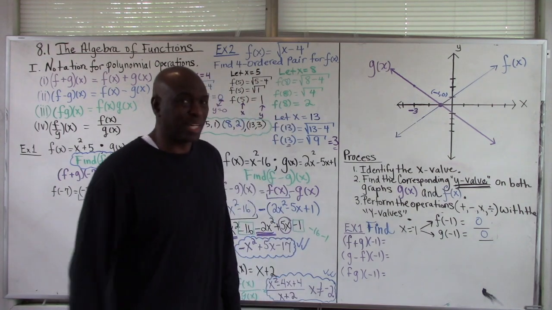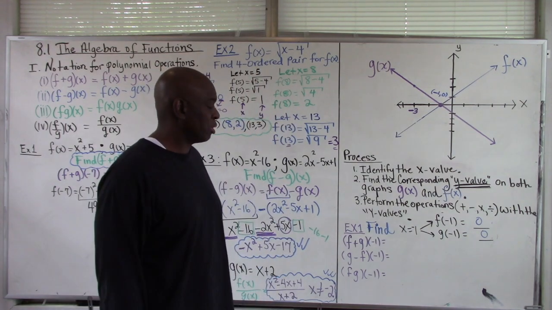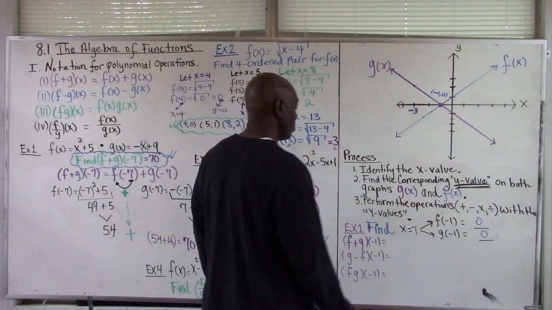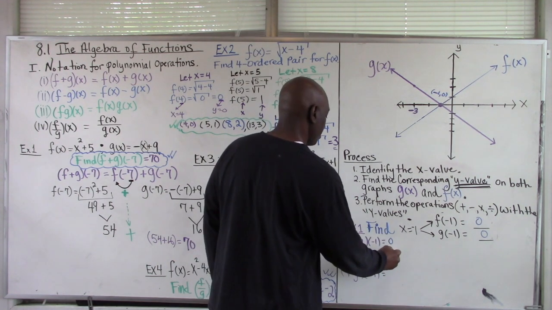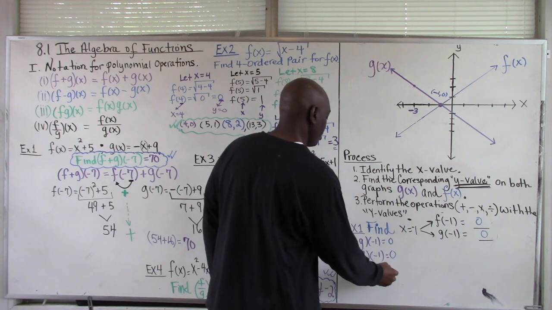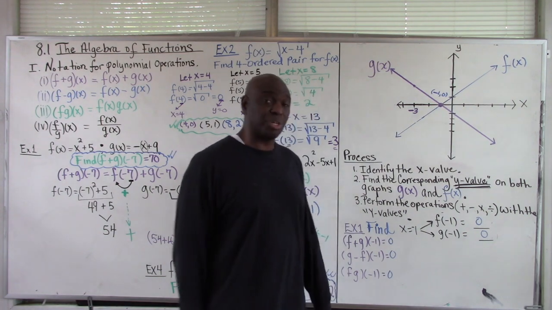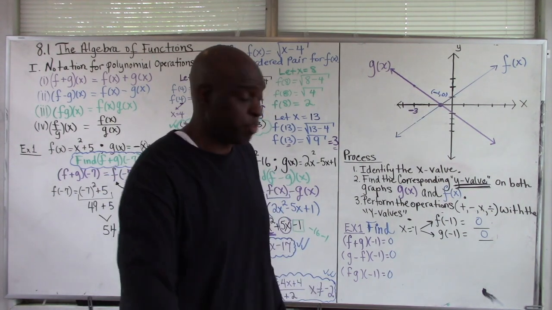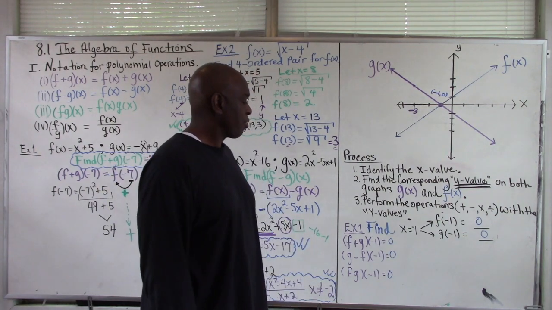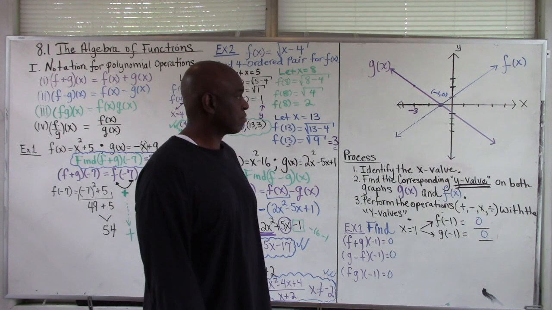Oh, we can't do that one. That's no fun. Boo. Why? Because this is just going to be 0 plus 0, which is 0. 0 minus 0, which is 0. 0 times 0, which is 0. And division by 0 is undefined, which is beyond the scope of the class. That's why I didn't put division right here. That was no fun. Okay?